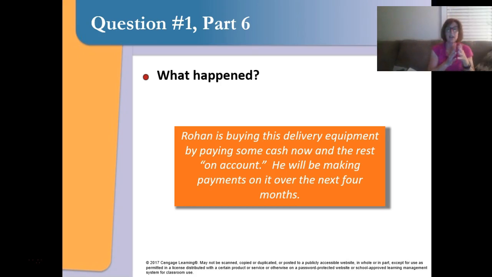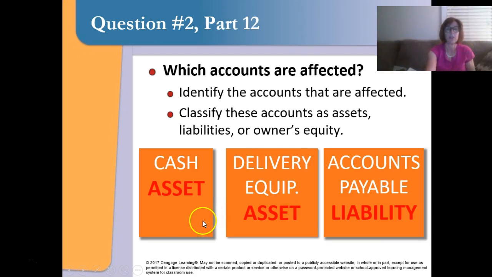On the other hand, it's going to give us some equipment. And so that's going to be an asset account. And we're going to pay some cash out in addition. So that's going to impact our cash account. So we've got, again, our cash, our delivery equipment, and now we're going to have our accounts payable. We already had some that we owed for the last delivery equipment we still hadn't finished paying for. So we're going to increase our accounts payable by this new debt.